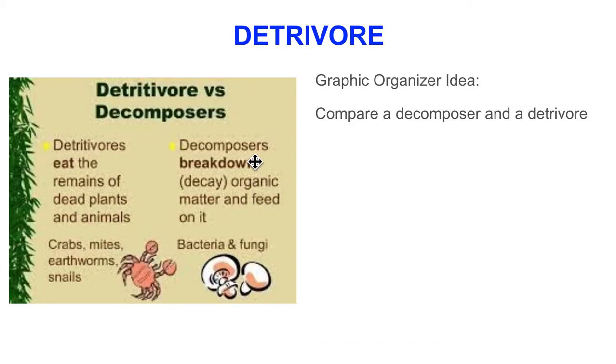Now, they're not really decomposers, so a good graphic organizer for a detritivore might be to compare a detritivore to a decomposer. So remember, decomposers break things down to get nutrients out of it, like bacteria and fungi are your biggest decomposers. Well, detritivores actually eat those dead things like worms and crabs and stuff. So they get the nutrients by eating those dead plants and animals.